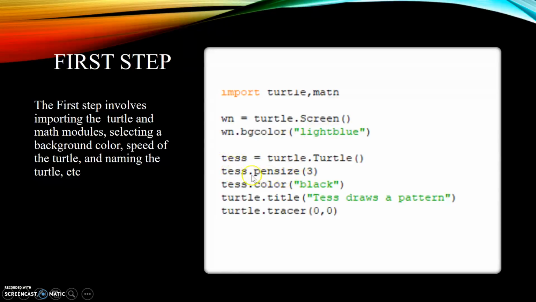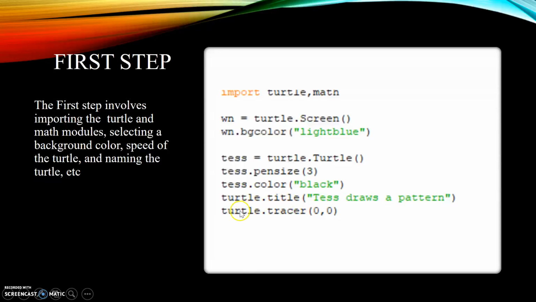And then this is the pen size, like how thick I want the turtle's line to be. And I want the color to be black, although black is the default, so I technically didn't have to set it, but I just wanted it to be clear. And then I gave my turtle a title. I said, Test draws a pattern. You could use any name you wanted to, and you don't even have to give it a title. It would still work, but I wanted to give it a title.